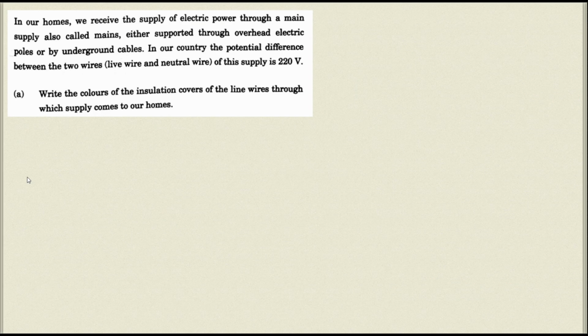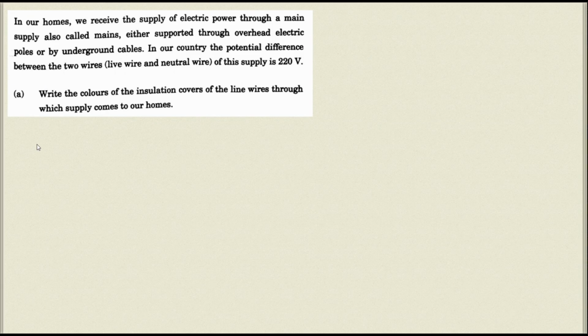So our next question. In our homes, we receive supply of electric power through a main supply, also called mains, either supported through overhead electric poles or by underground cables. In our country, the potential difference between the two wires, live wire and neutral wire of this supply is 220 volt. Write the colors of the insulation covers of line wires through which the supply comes to our homes.